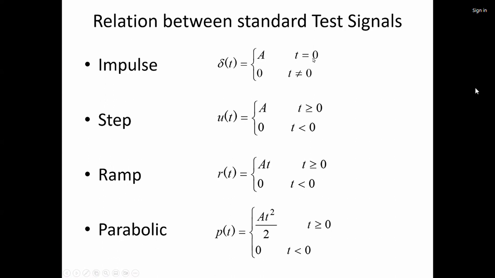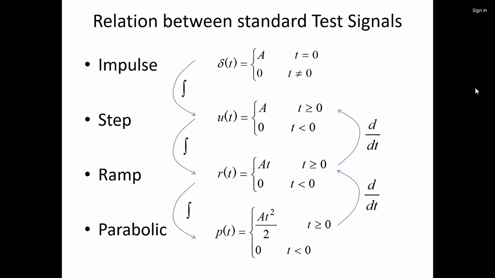So if you time integrate it for time t greater than or equal to 0, you actually get the step signal. If you integrate the step signal, you get the ramp signal. And if you time integrate the ramp signal, you get the parabolic signal. Similarly, if you take the derivative of the parabolic signal, you get the ramp signal. You take the derivative of the ramp signal, you get the step signal. And you take the derivative of the step signal, you get the impulse signal. So these are related.